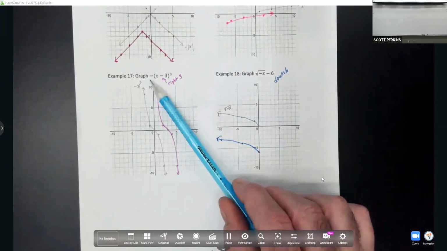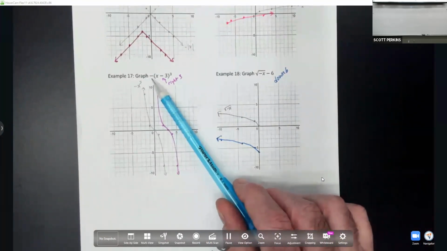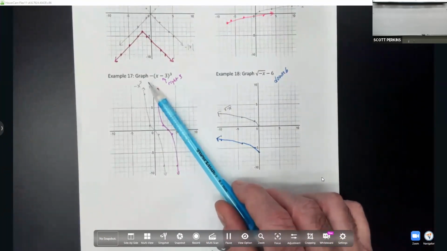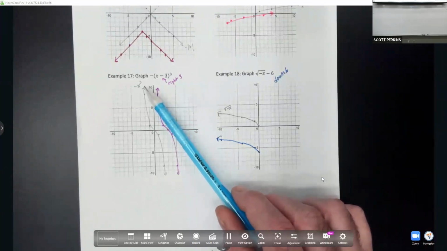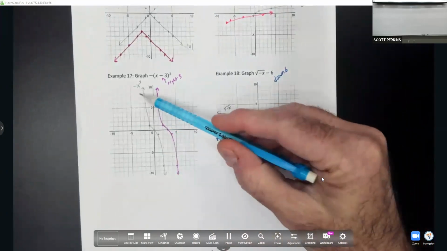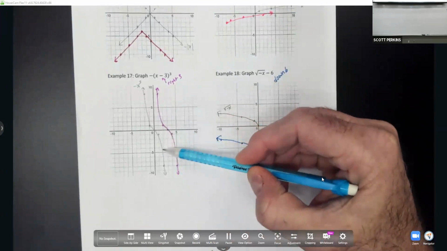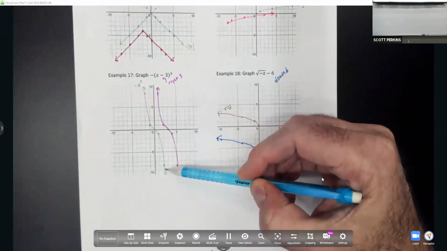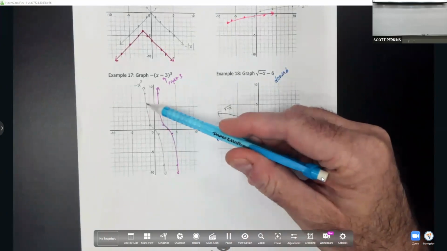First thing I did is I did negative x cubed. For that negative, remember I told you always do the multiplication first. It's order of operations. So the negative takes the x cubed graph and makes all the positive y values negative, all the negative y values positive. And so that's why I got this graph right here in the center. That's in pencil. Okay, it is the reflection of the x cubed graph.